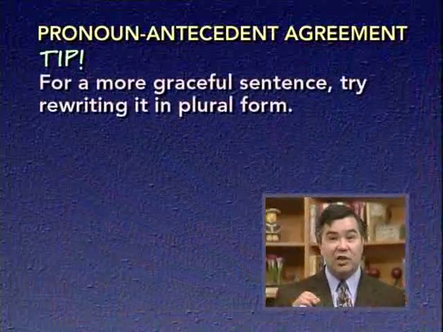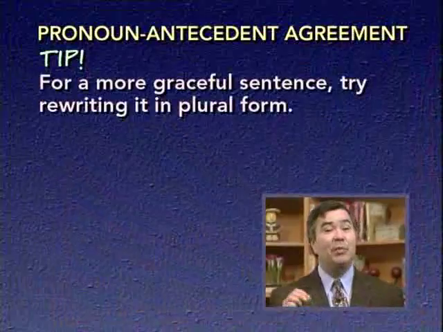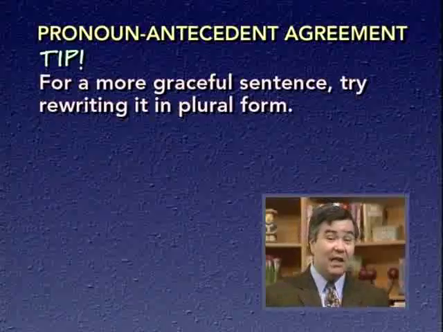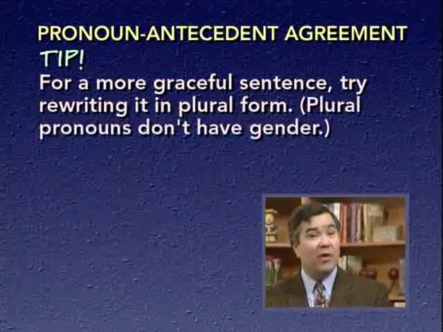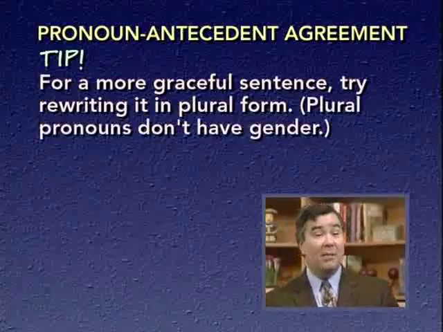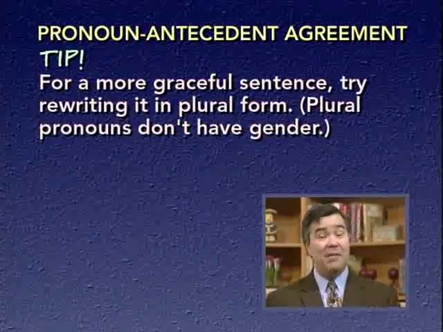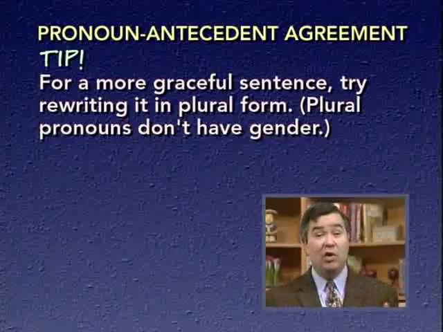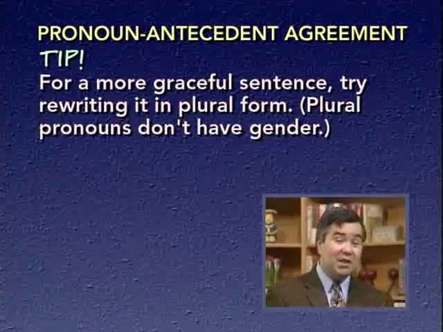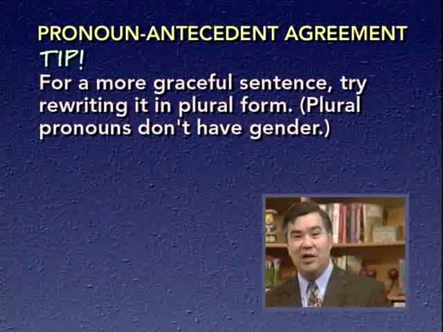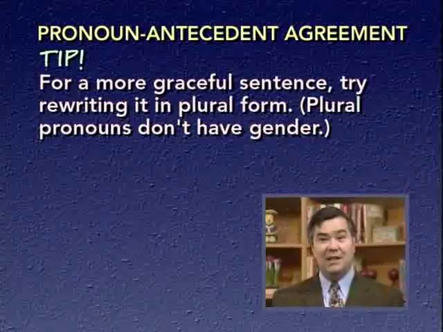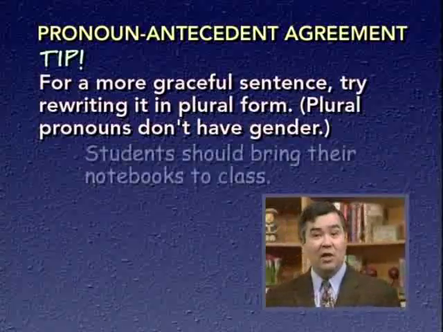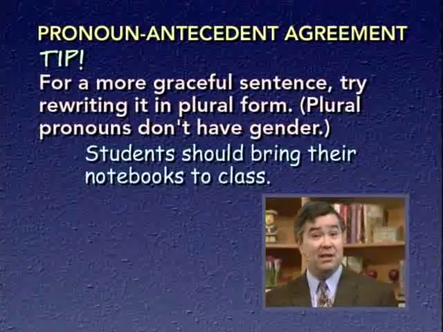For a more graceful sentence, try rewriting it in plural form. Here's the clever thing about the English language. As we've seen, in English, plural pronouns don't have gender. There's no masculine or feminine. You use they, them, and their, no matter whether you're dealing with male, female, or neuter antecedents. So if you make a sentence like this plural, you get beyond the gender issue altogether. So this sentence, everyone should bring his or her notebook to class, could be rewritten the following way. Students should bring their notebooks to class.